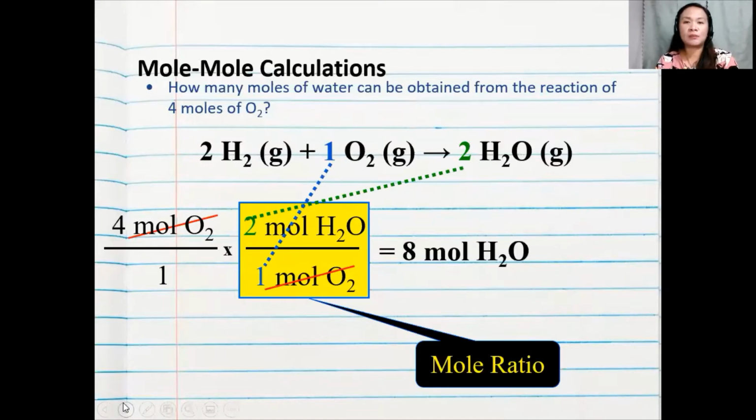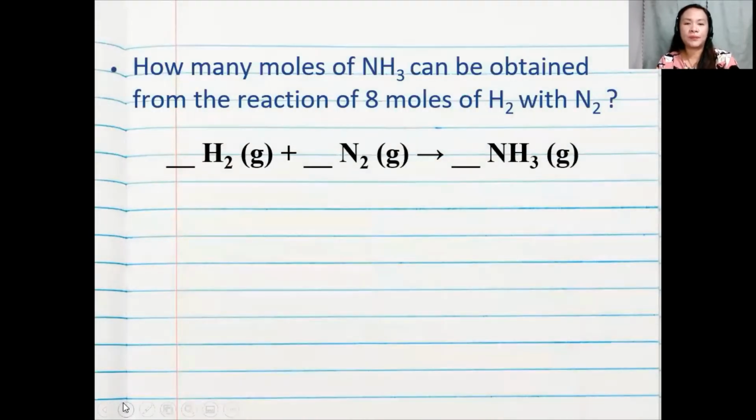Let's do another problem. It says here, how many moles of NH3 can be obtained from the reaction of 8 moles of hydrogen with nitrogen? So how do we balance this again? Of course, we do the balancing of chemical reactions. So we put 3 in hydrogen, and then we put 1 in nitrogen, and then we put 2 in NH3.